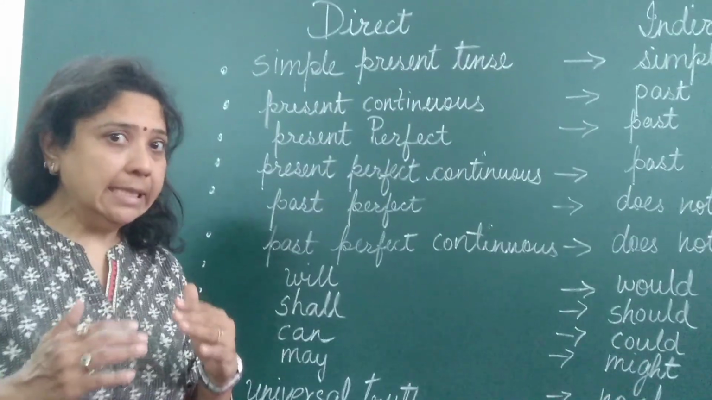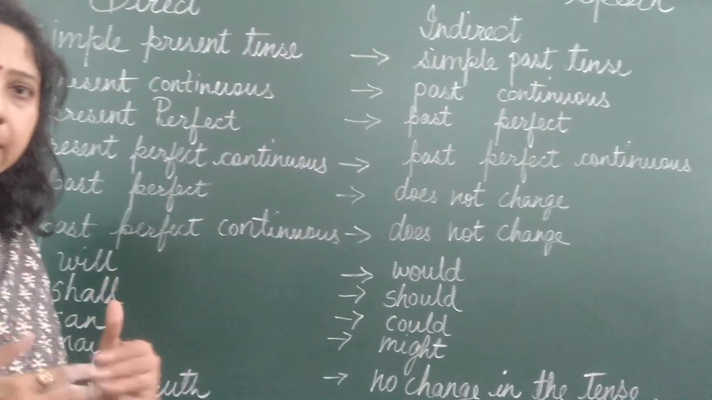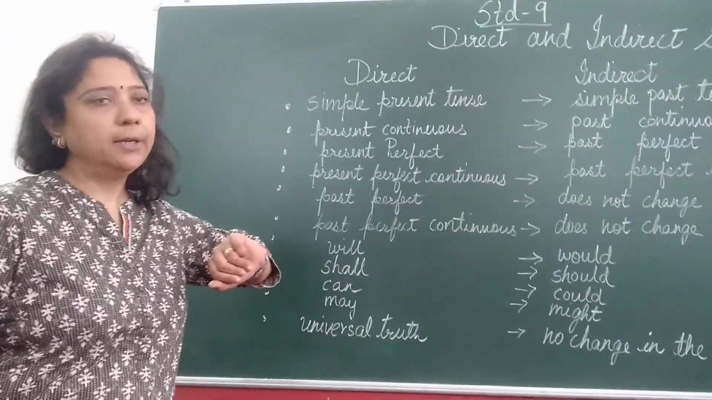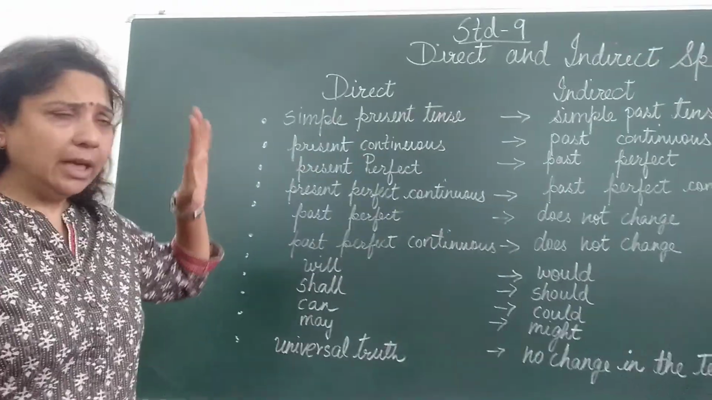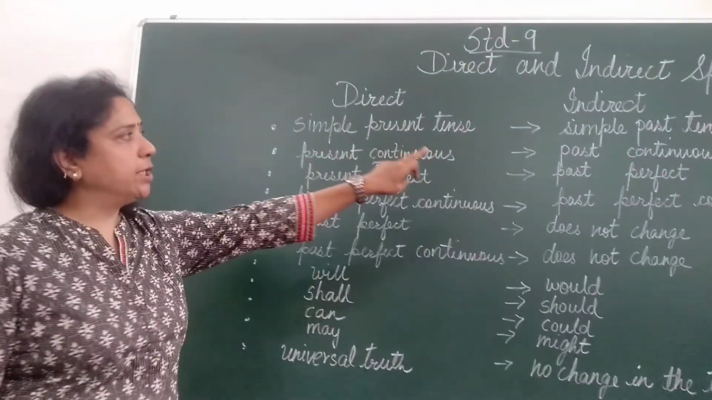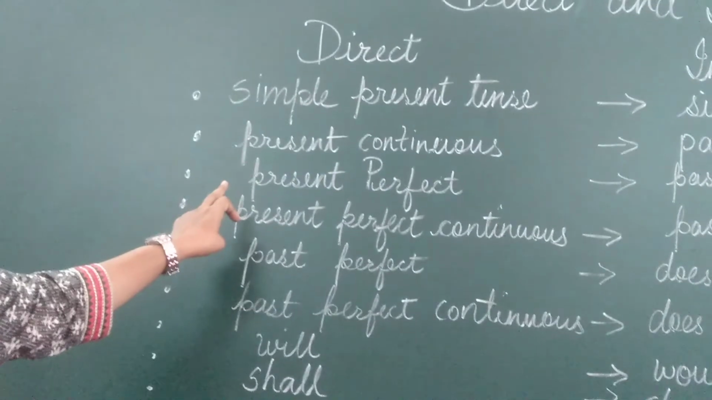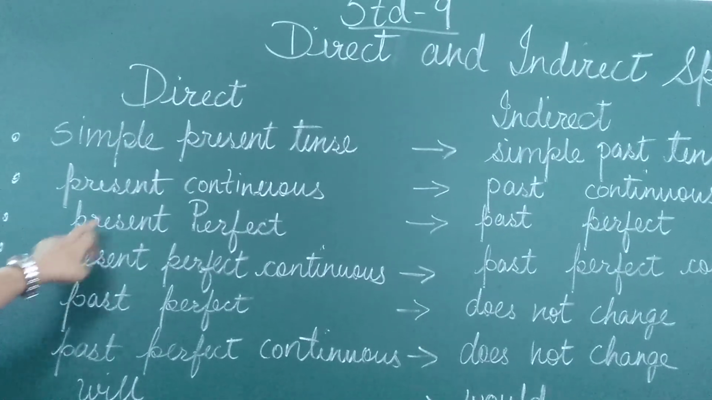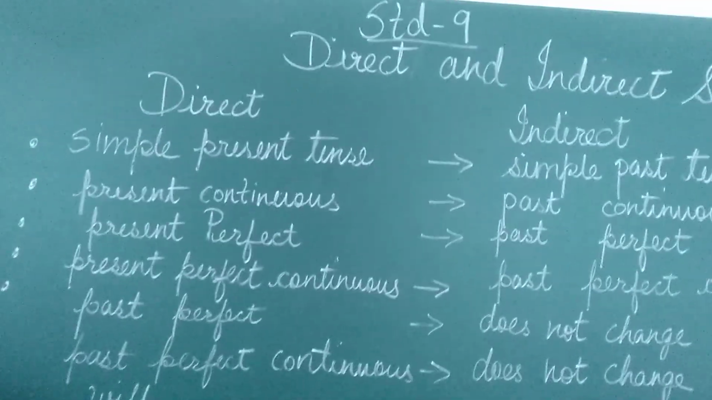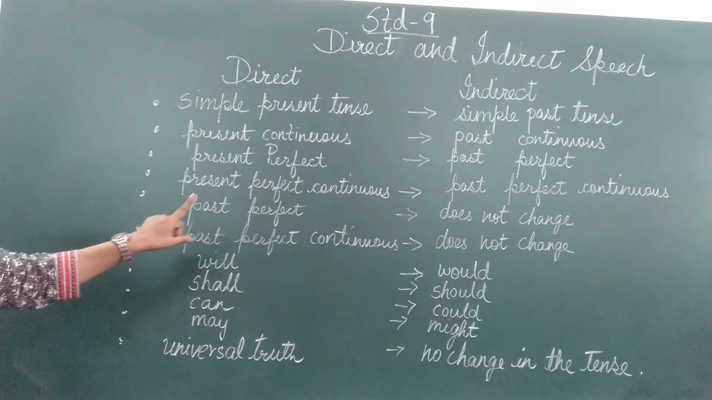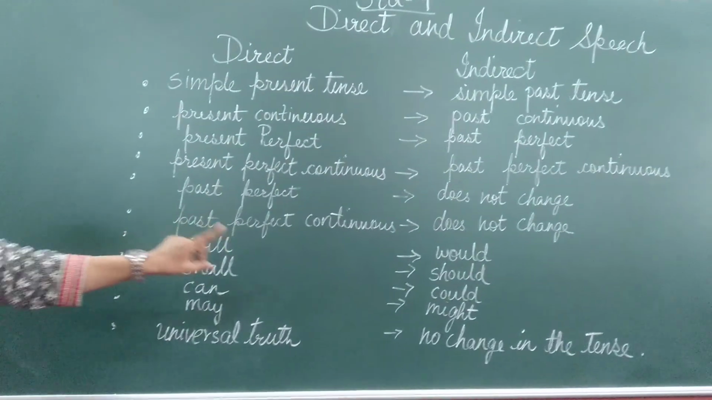The tenses are very important in direct and indirect speech, and that is one of the major reasons. After teaching you tenses, I have picked up this chapter of direct and indirect speech. Now, in any sentence, when you have a simple present tense, it will be changed to simple past. A present continuous sentence will become past continuous. Present perfect will become past perfect. Present perfect continuous will become past perfect continuous. Past perfect does not change, past perfect continuous does not change.